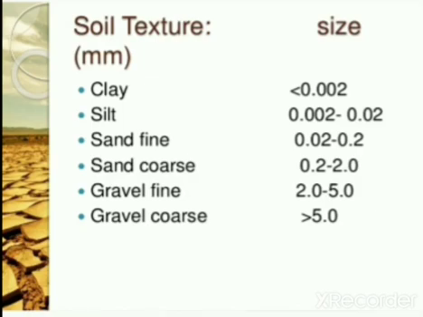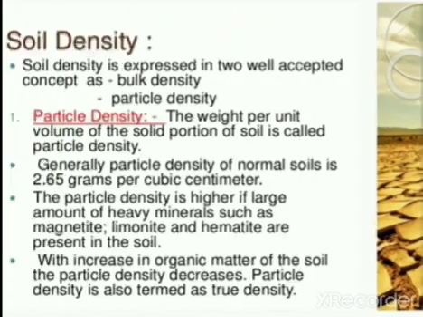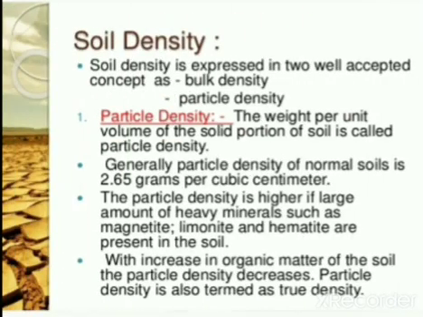Soil texture size: clay, the particle size is 0.002, silt 0.002 to 0.02, sand 0.02 to 0.2, sand coarse 0.2 to 2.0, gravel 2.0 to 5.0, and gravel coarse is 5.0. Soil density is expressed into two well accepted concepts as bulk density, particle density.